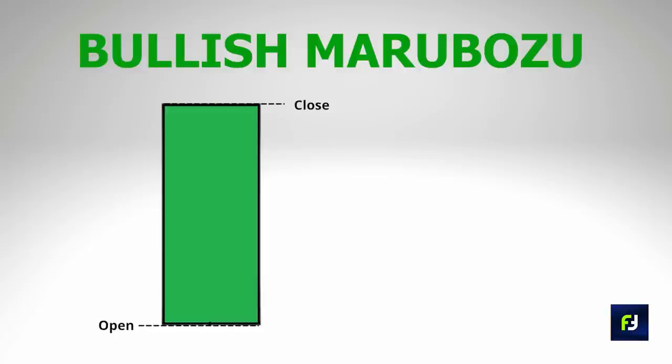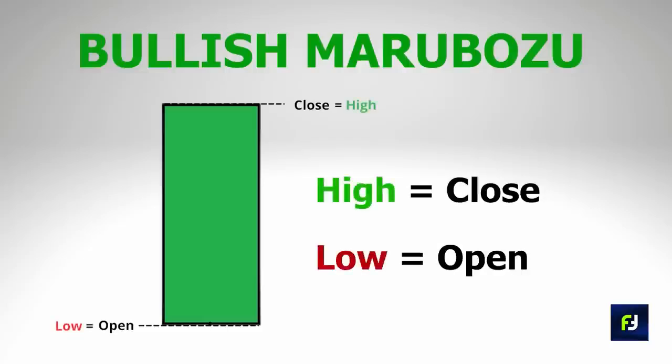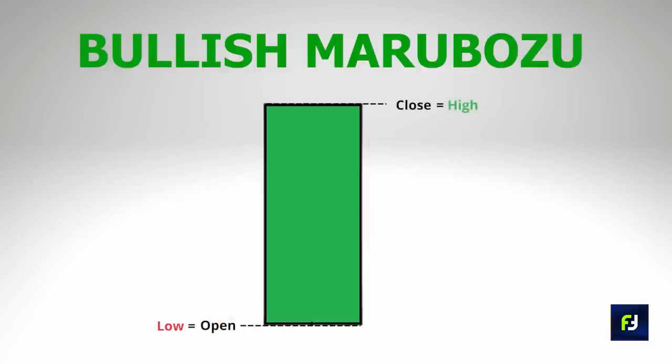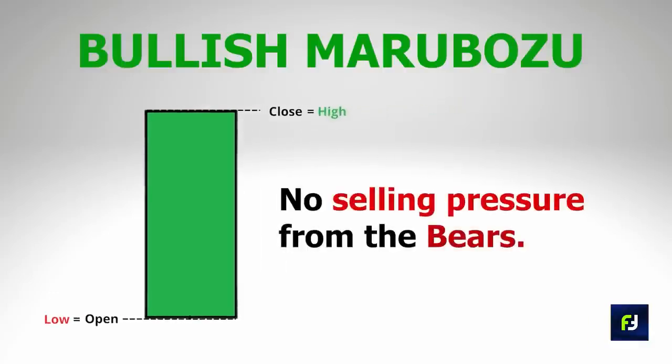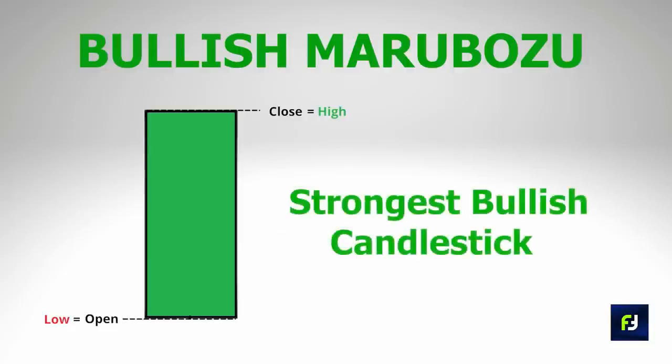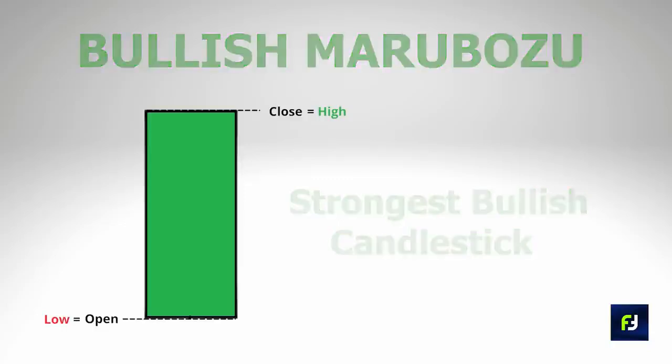Since it is a bullish candle, the buyers are in control, so the closing price is higher than the opening price. Since there are no wicks on either side, the high and low prices coincide with the close and open prices respectively. As a rule of thumb, the wick of a candle indicates price rejection or opposition by the opposite party. In the case of a bullish Marubozu, the open and low prices coincide, and similarly the high and close prices coincide, which means that there is no selling pressure from the bears. That brings us to the conclusion that bullish Marubozus are the strongest bullish candles we can find on a chart.